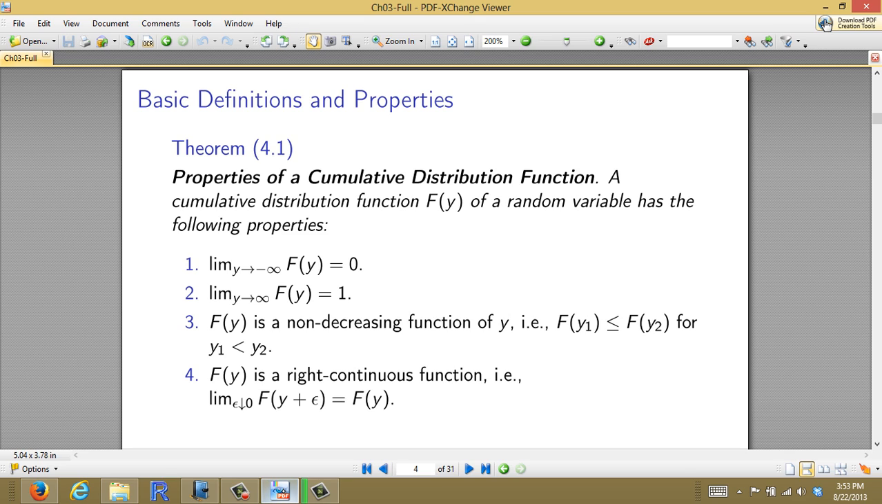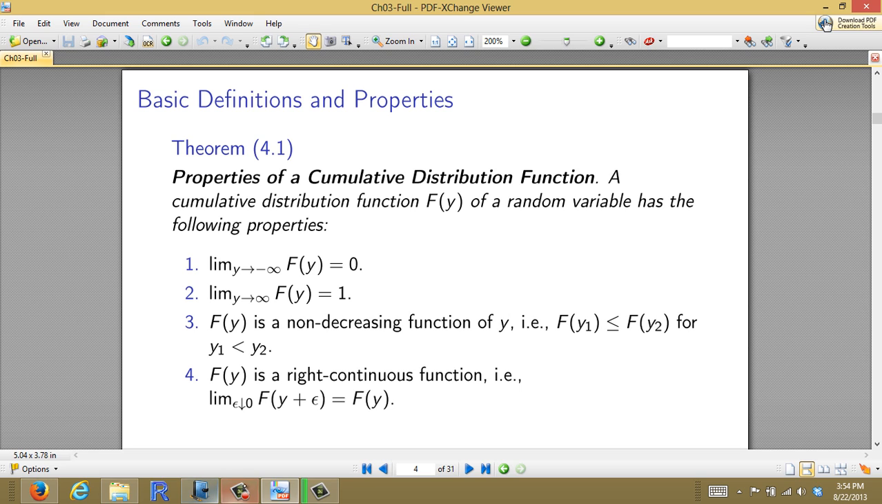And the last property, in this theorem at least, is that the CDF is a right continuous function. So if we're looking at the value of the CDF at y plus epsilon, as epsilon goes down towards 0, that's going to be equal to F of y. And so if there are jumps in our CDF function, which is certainly possible, then the holes are on the left side, not on the right side.